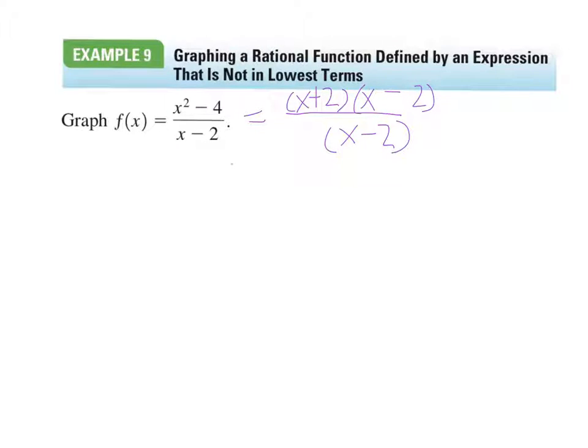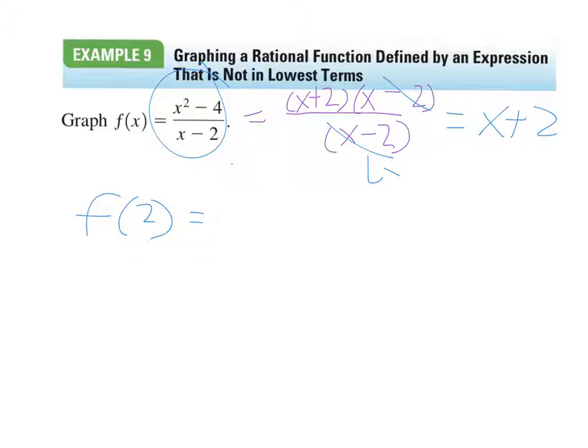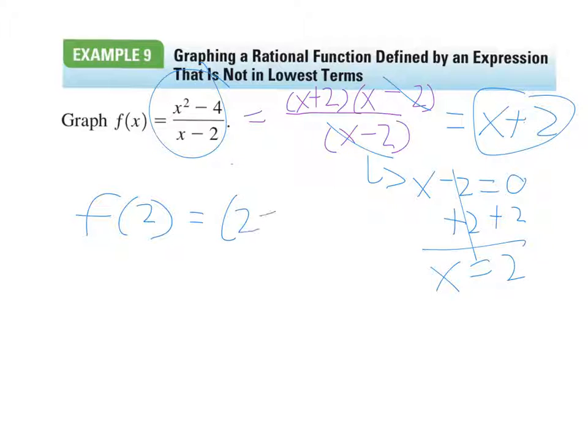Now if you notice, the graph of this function would look the same as just the linear function x plus 2. It's just that whenever you plug in 2, because remember x minus 2, set that equal to 0 and solve, that means the value of x equals positive 2 is not in the domain. So if you plug in 2 into this function, the point (2, 4) is not on your graph.